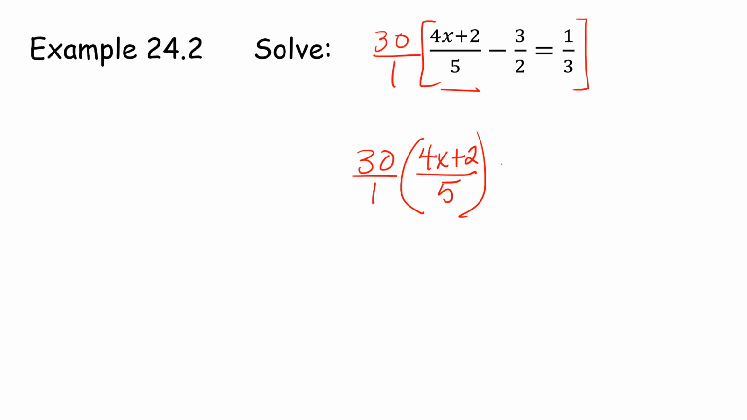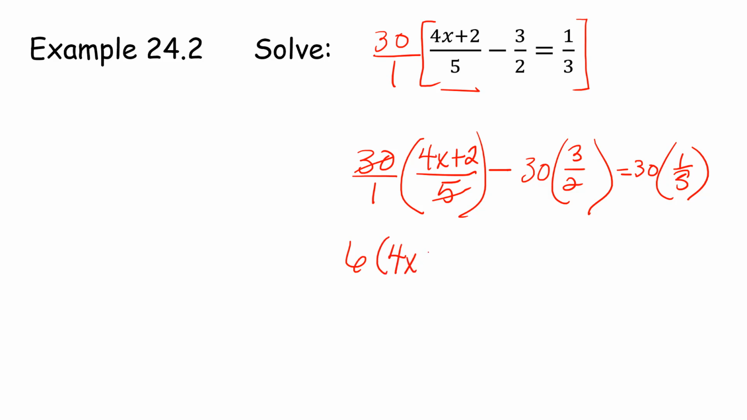So I multiplied the first thing by 30. Now I'm going to multiply the second thing by 30. Put a subtraction sign. So 30 times 3/2. I'm showing every step this time just to make sure nobody gets lost. And then 30 times 1/3. Okay, so in this first part, 30 cancels with the 5, and I'm left with a 6. So that's 6 times 4x plus 2. Here, the 30 cancels with the 2, and I'm left with 15, and 15 times 3 is 45. And then 30 times 1/3 is just 10.